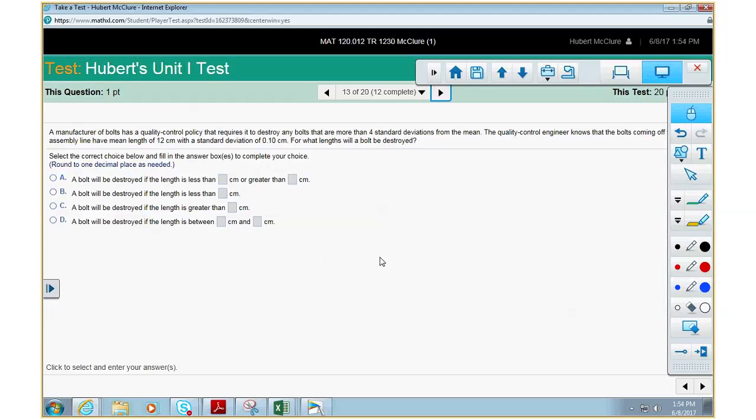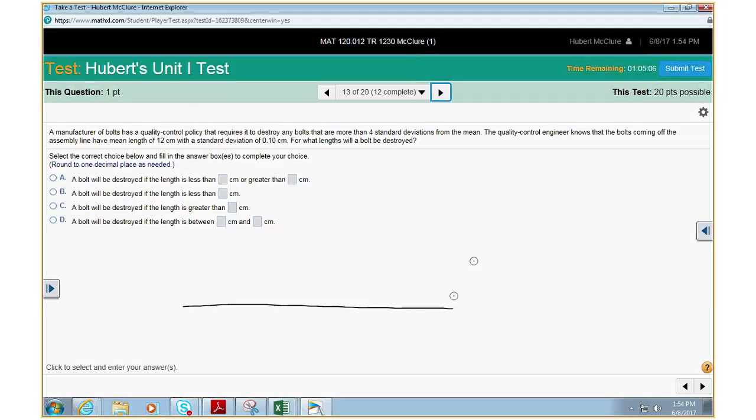All right, try this one. It says a manufacturer of bolts has a quality control policy that requires it to destroy any bolts that are more than 4 standard deviations from the mean. So you're going to have to draw a picture. 4 standard deviations. One, two, three, 4. 1, 2, 3, 4. 12 centimeters.